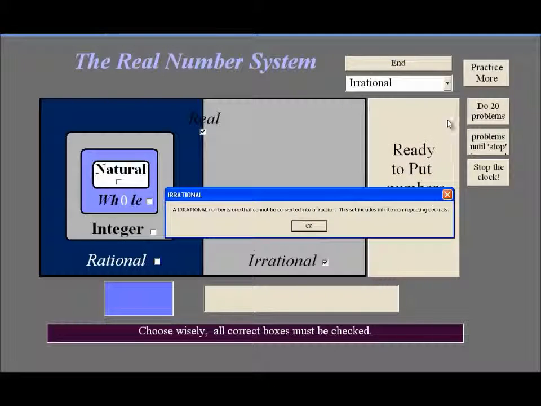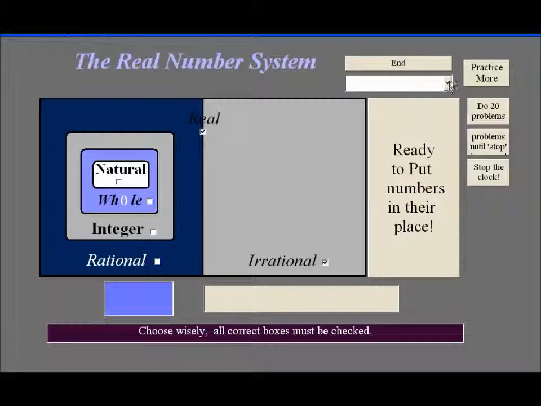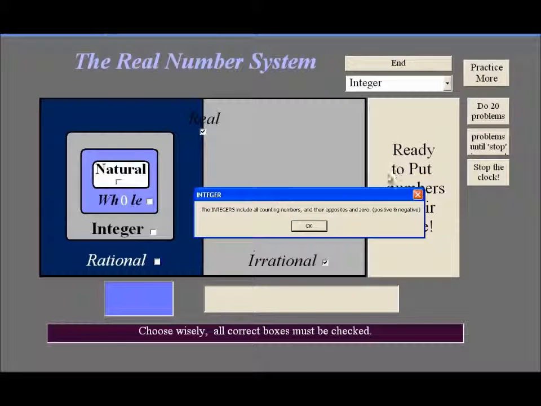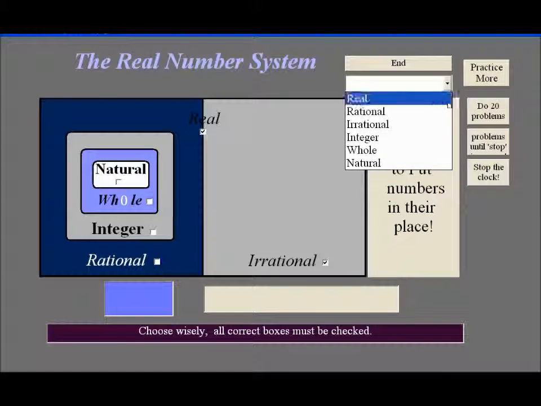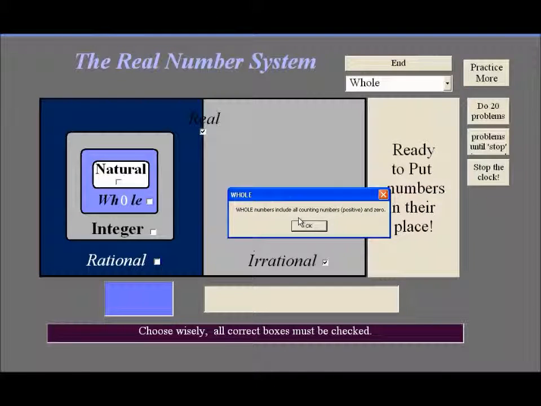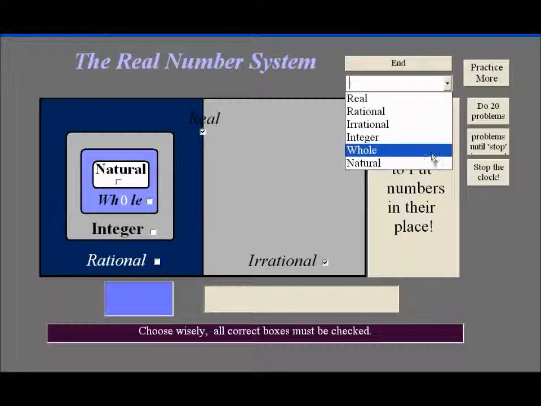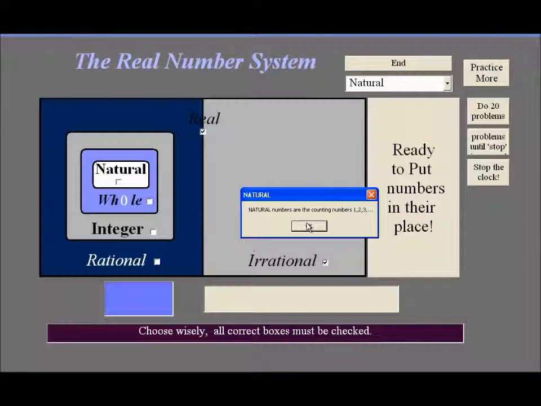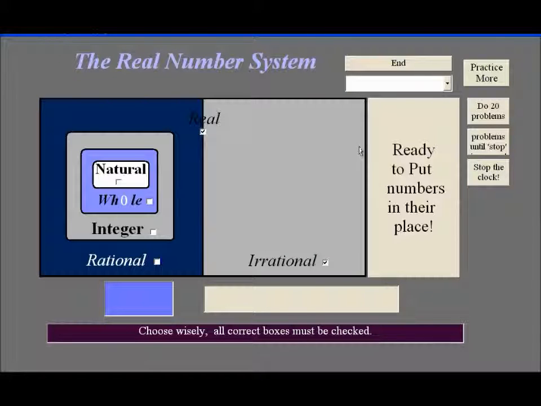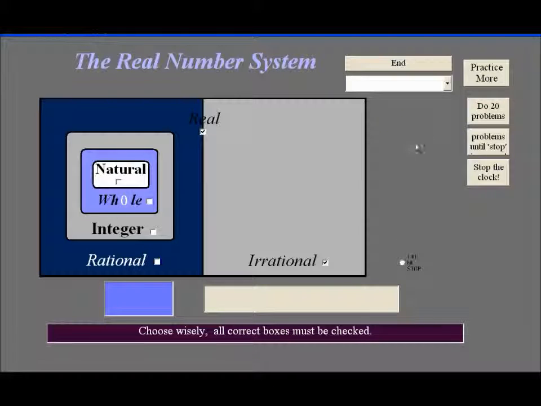What's irrational? There's a definition. What's integer? All the counting numbers and their opposites, both positive and negative, and zero. And then whole: all the counting numbers positive and zero. And the natural numbers are the counting numbers 1, 2, 3.